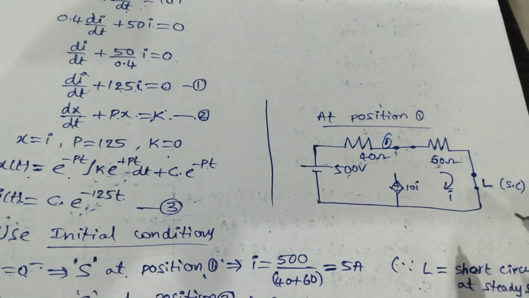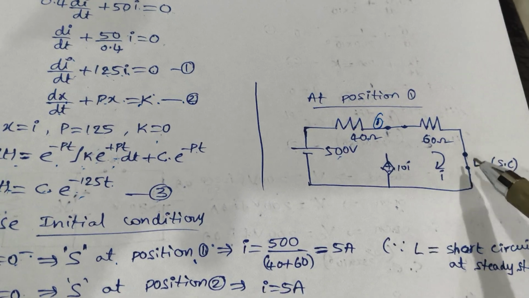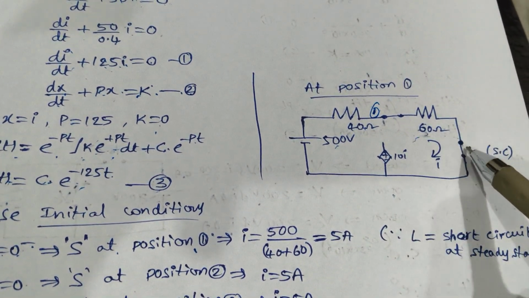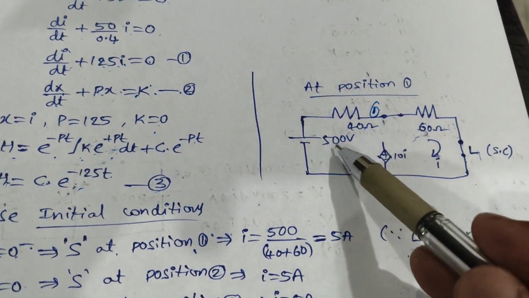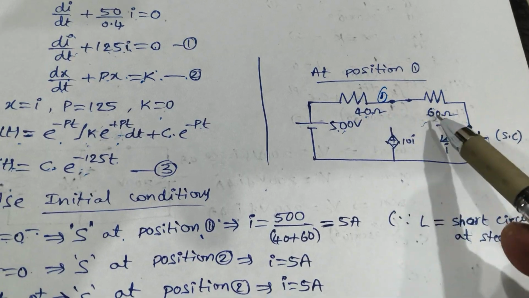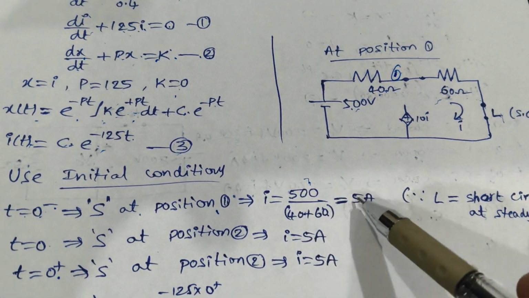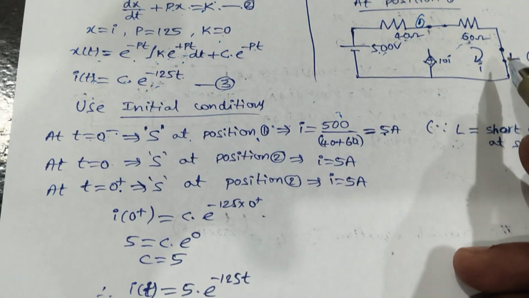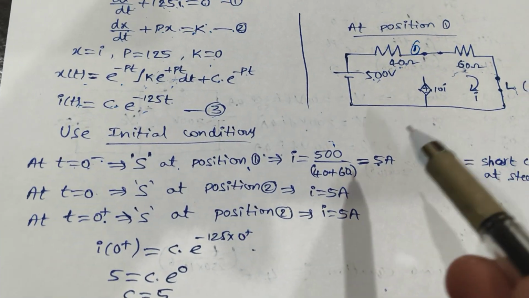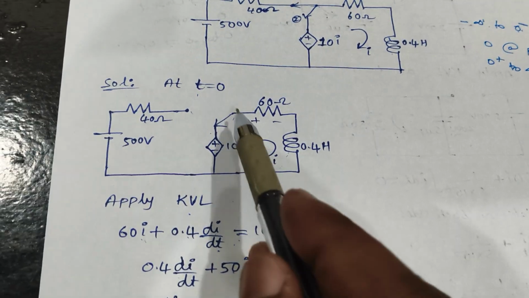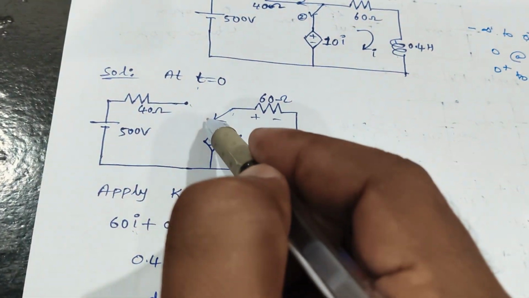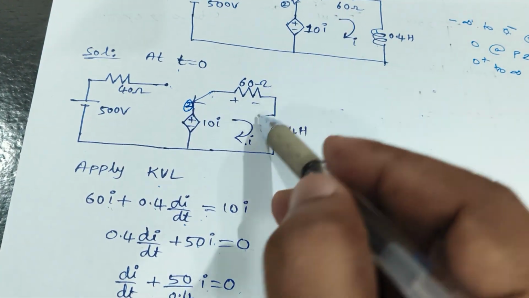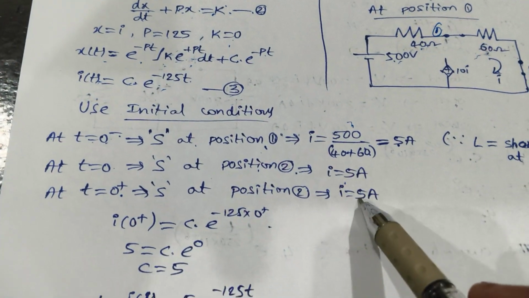When it is short circuited, the circuit diagram will be like this. So a current flows through this short circuited inductor. I is equal to 500 by 40 plus 60, which is equal to 5 amperes. What is the inductor property? An inductor does not allow a sudden change in current. That's why even though the switch has moved to position 2, this is your position 2, the inductor will carry the same current, that is 5 amperes and 5 amperes.